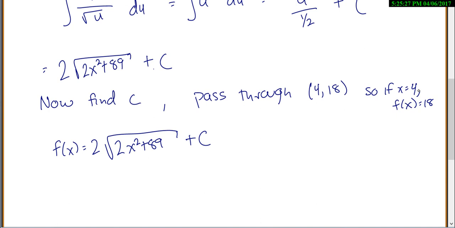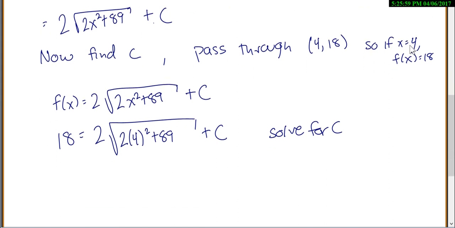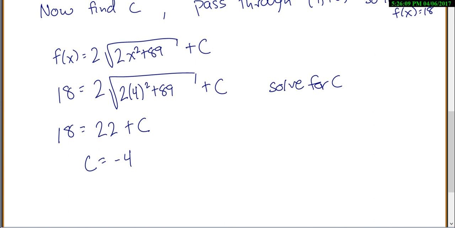So what we'll do is we'll plug in 4 for x and 18 for f of x. So 18 equals 2 times the square root of 2 times 4 squared plus 89, plus c, and solve for c. Turns out to be not as bad as I might have feared, because 2 times that whole square root is just 22. So 18 equals 22 plus c, so c equals negative 4. So f of x equals 2 square root of 2x squared plus 89 minus 4.